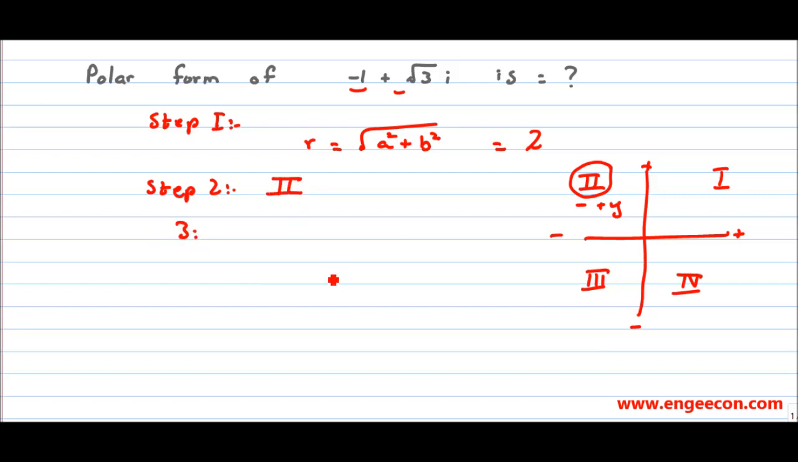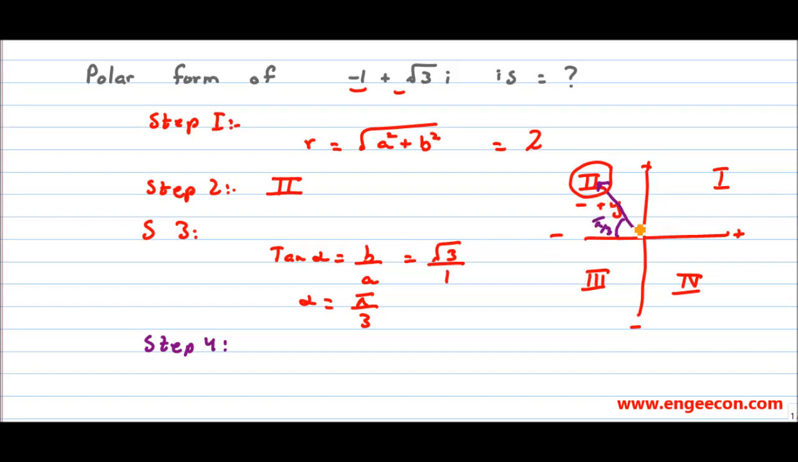Step 3 is to find out the basic angle. So the basic angle, as we have done before, is b divided by a, which is root 3 divided by 1, and tangent inverse of root 3 is equal to pi by 3. Now step 4, write it in polar form with its standard angle. So here we have the basic angle as pi by 3.